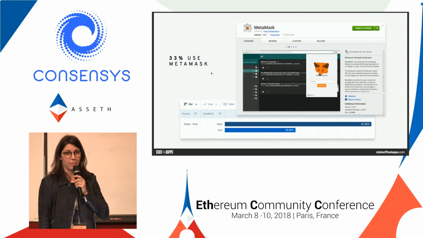33% use MetaMask at the moment. How can we engage in having more projects using MetaMask?